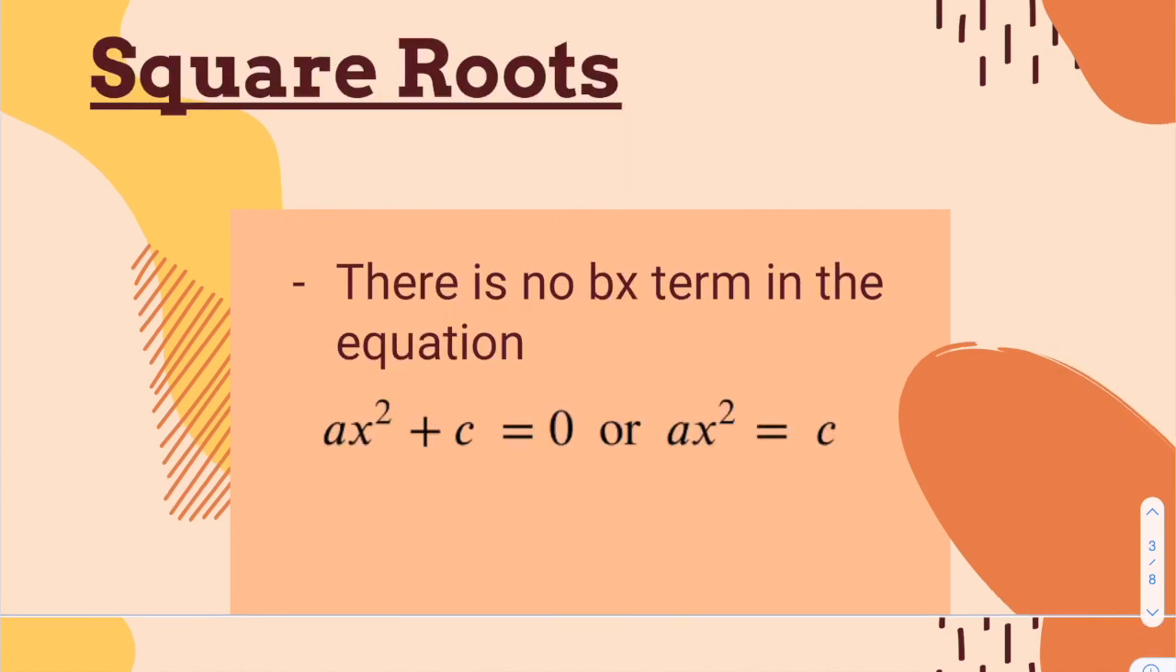To determine if you want to use square roots, basically what you could do is identify from the equation that there is no bx term. So the equation will be written as ax squared plus c equals 0, or ax squared equals c.